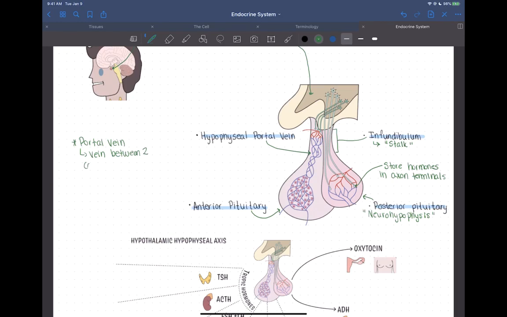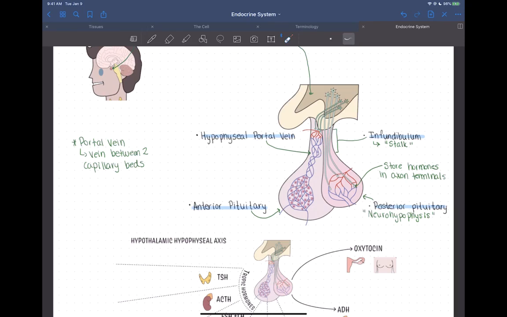All right, so between two capillary beds, okay? And so this is referred to as a portal vein because we have one capillary bed here with all these secretory cells in the anterior pituitary. Then we have one capillary here where these neurons from the hypothalamus can release their signaling hormone here, okay? So there's going to be a hormone.